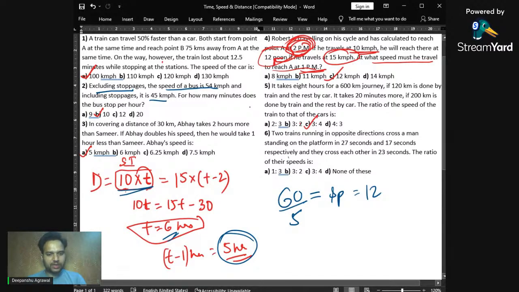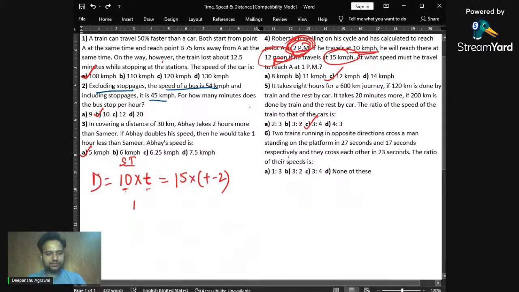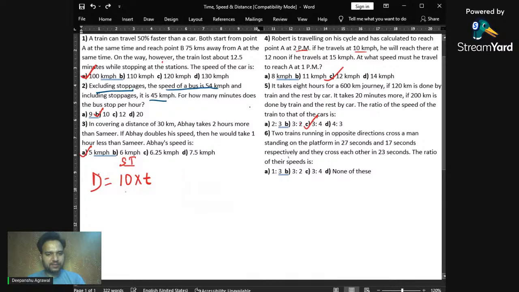Okay, let's go ahead to the next question. Question number 5. Question number 5 says that it takes 8 hours for a 600-kilometer journey.